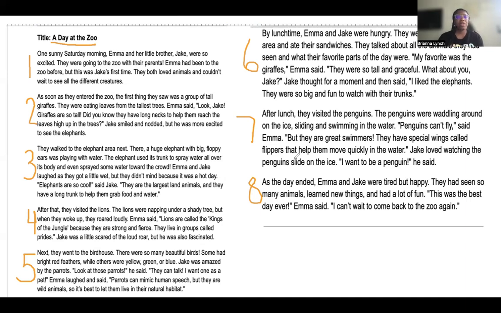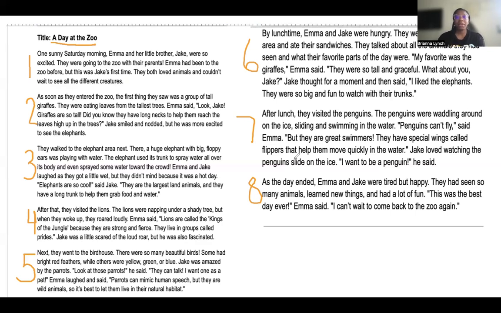By lunchtime, Emma and Jake were hungry. They went to the zoo's picnic area and they ate their sandwiches. They talked about the animals they had seen and what their favorite parts of the day were. "My favorite was the giraffes," Emma said. "They were so tall and graceful. What about you, Jake?" Jake thought for a moment and then said, "I like the elephants. They were so big and fun to watch with their trunks."